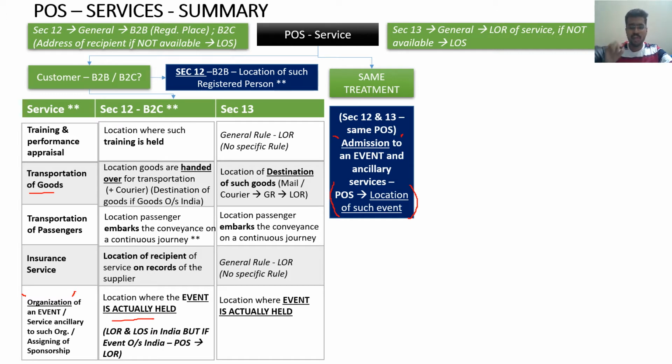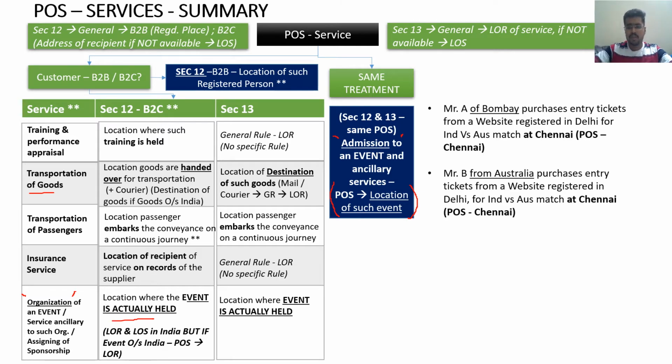But admission to an event is a specific service where it's more like, I can say, an entry ticket. If you want to go and watch a show or attend a cricket match or a football match, an admission to that particular event, right, entertainment event or conference, exhibition, whatever it is, getting you admitted to an event is a specific service, and for that service you need to see where the event is happening, and that place will be the place of supply, right? So let's see an example for this.